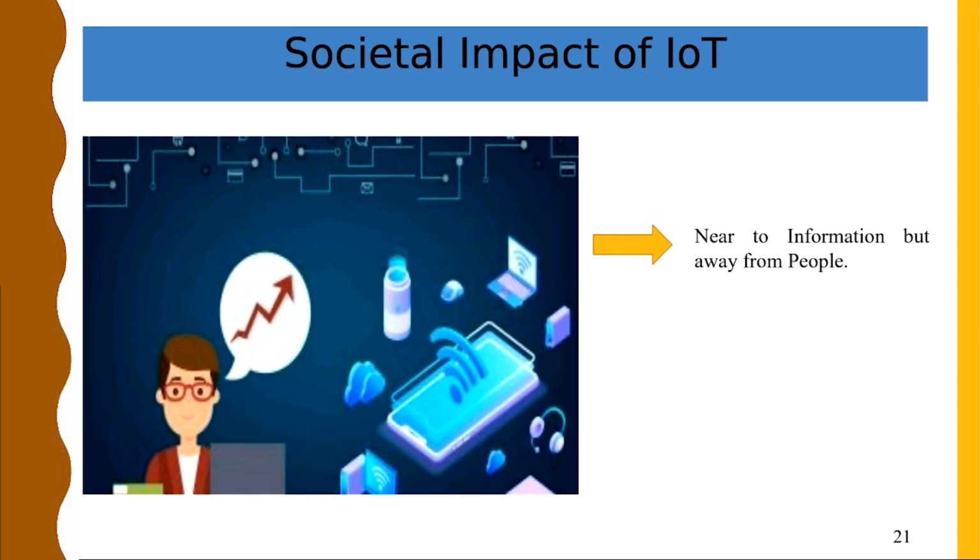From this picture, what I have written is that we are very near to the information, but we are away from the people. The first example I took was a refrigerator which can check for things and place an order, and everything will be at your doorstep. In that case, you might have missed going out, accompanied by your friend, to the grocery store, where you might have met many people. So we are going away from the people, but going very near to the information.